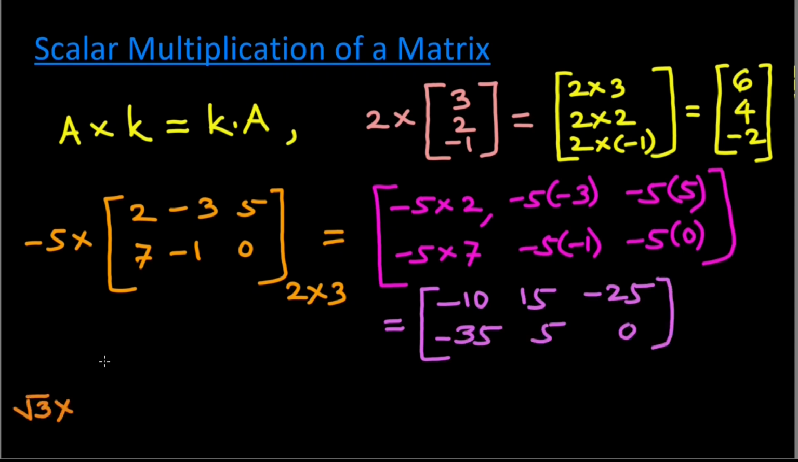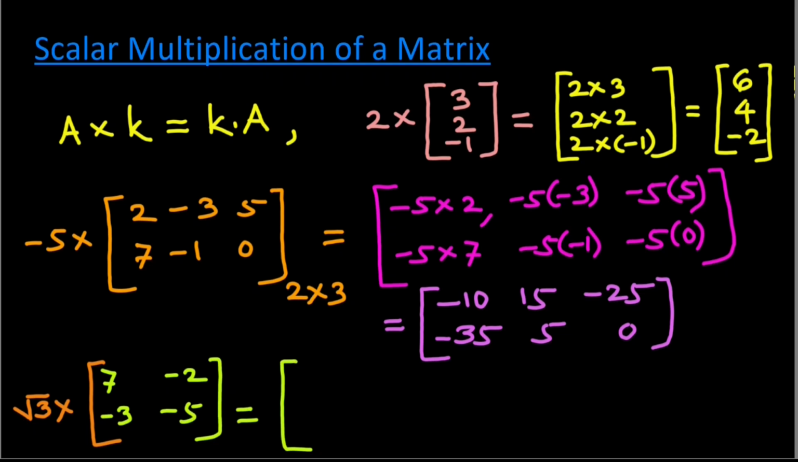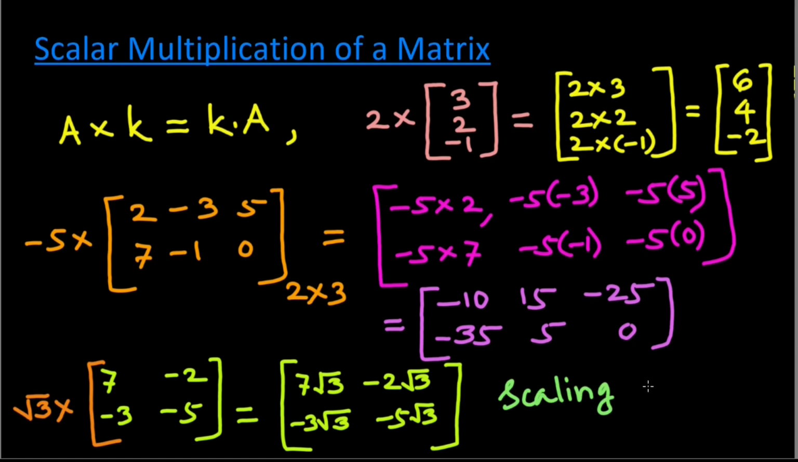Root 3 multiplied by a matrix [7, -2; -3, -5] will be a new matrix obtained by multiplying each element of this matrix by root 3. So it will be [7 root 3, -2 root 3; -3 root 3, -5 root 3]. So this is known as scalar multiplication or scaling of a matrix.